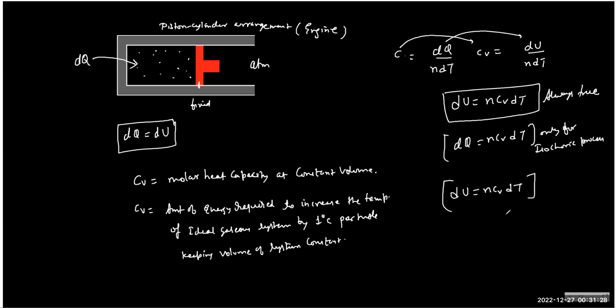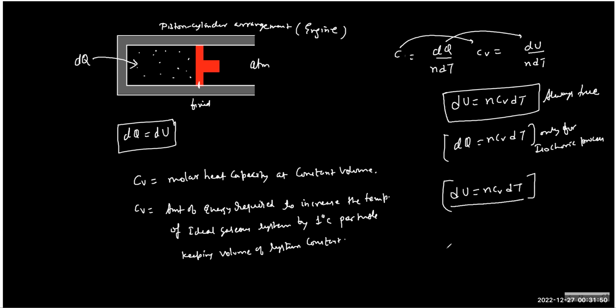Excuse me, sir. I did not get this part. The DU you have derived using this concept, that keeping the volume constant, DQ is equal to DU. Once you have derived it, this is the formula for the change of potential. Change of potential is always this formula. It is always true.